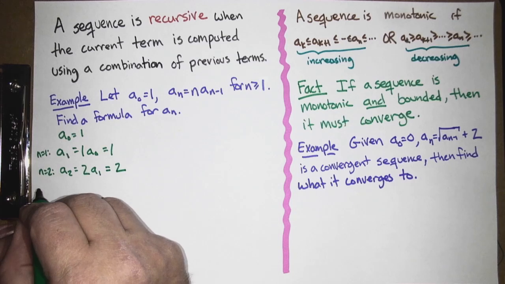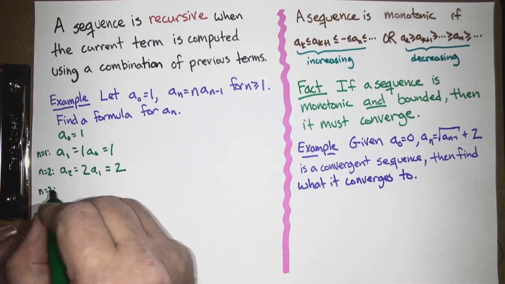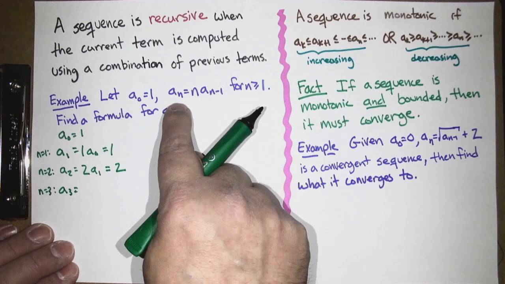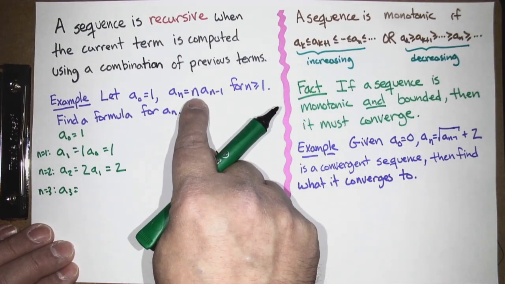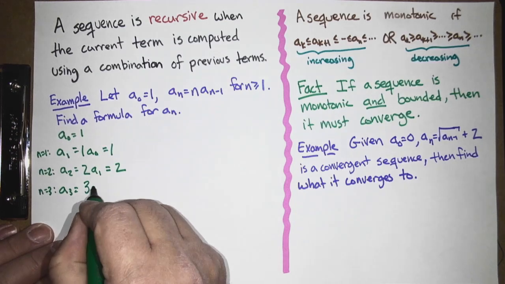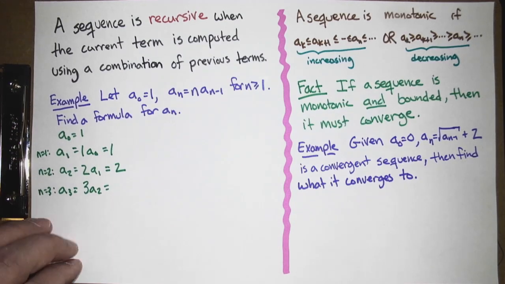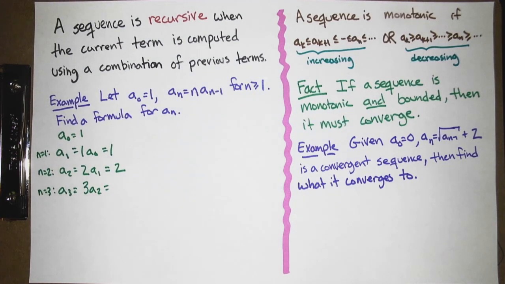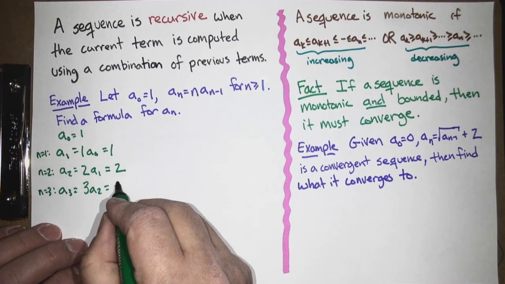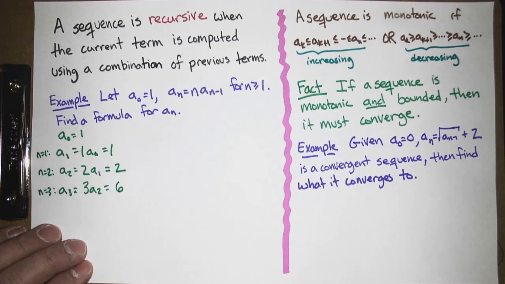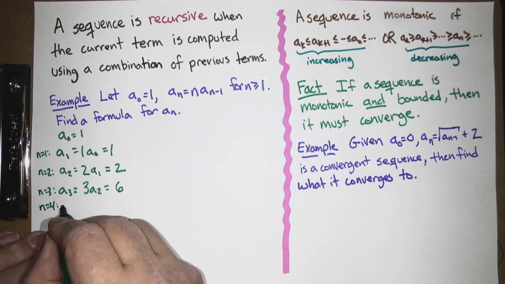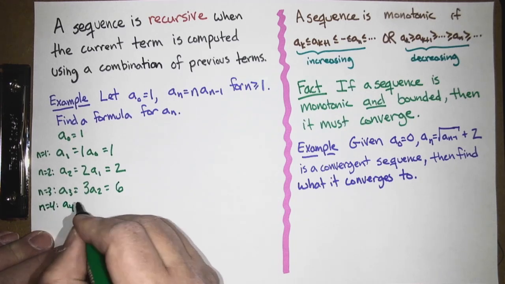All right, we'll try n equals 3. a3. Okay, so everywhere we see n, we put 3. 3 times a sub 3 minus 1. So that would be 3 times a sub 2. But what is a sub 2? 2. So it's 3 times 2, which is 6.